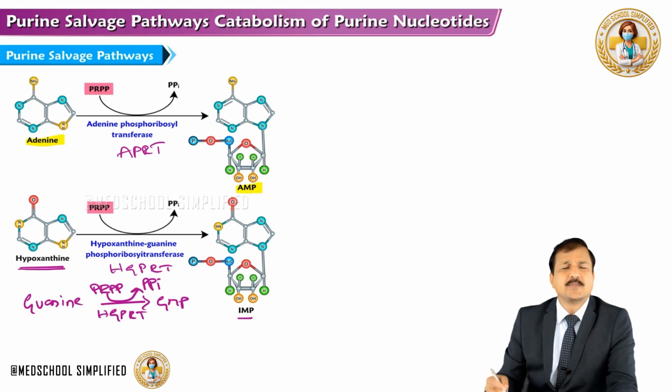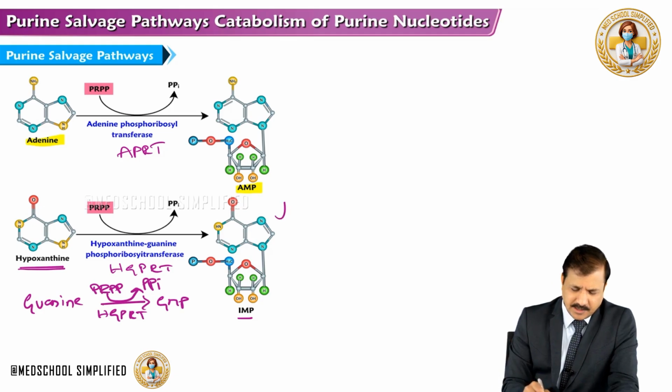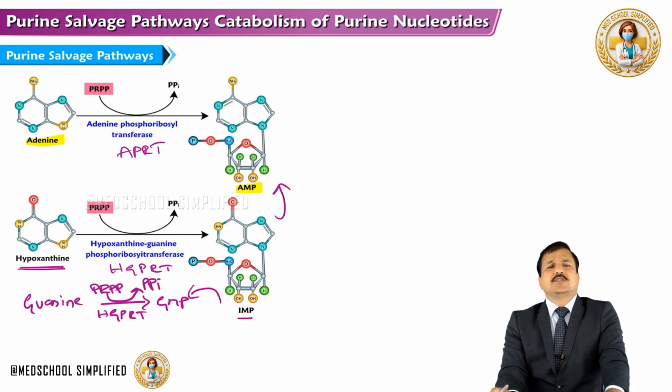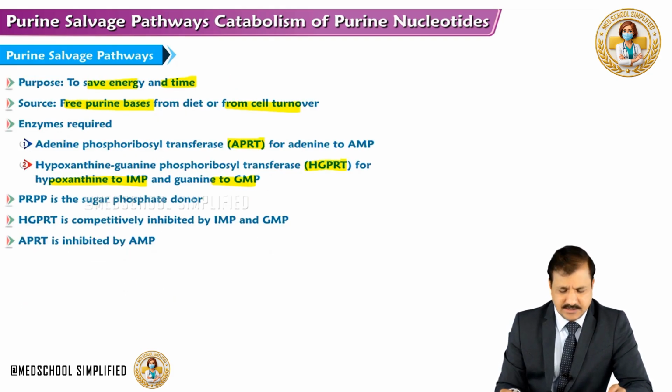So, like this, purine salvage pathways will make sure readily available adenine, guanine, and hypoxanthine will all be converted into their nucleotide forms. That is adenine into adenosine monophosphate, guanine into guanosine monophosphate, hypoxanthine into inosine monophosphate. And the inosine monophosphate can further be converted into adenosine monophosphate or guanosine monophosphate. Alright. So, these are purine salvage pathways. That's what I have written here in this slide.